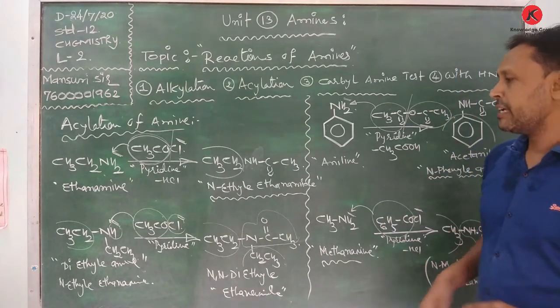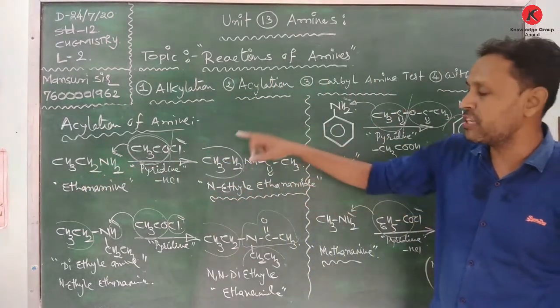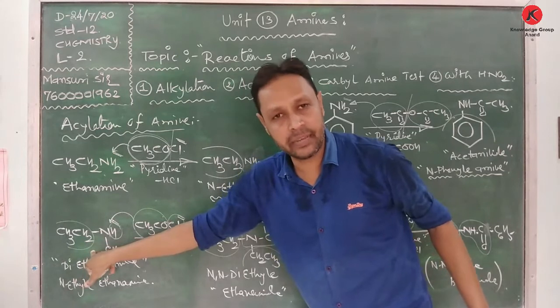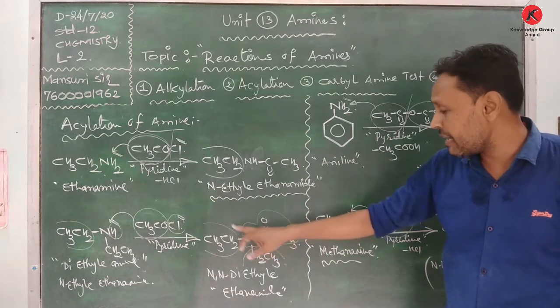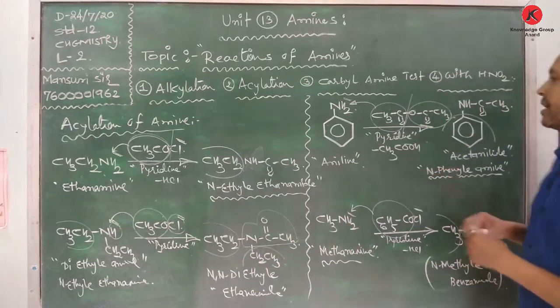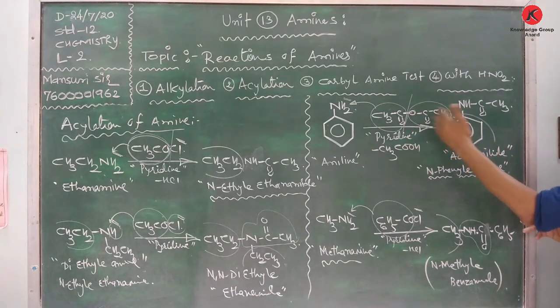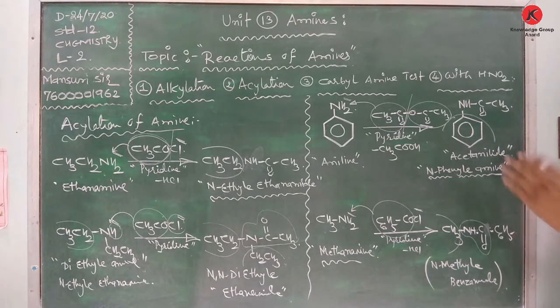Here, ethanamine is converted to N-ethyl ethanamide by using acetyl chloride and pyridine. N-ethyl ethanamine, or in other words diethylamine, is converted into N,N-diethylethanamide. Now here, aniline is converted to acetanilide by using acetic anhydride, and thereafter methanamine is converted to N-methyl benzamide. All these reactions will be known as acylation because an acyl group is attached with the nitrogen of the amine.